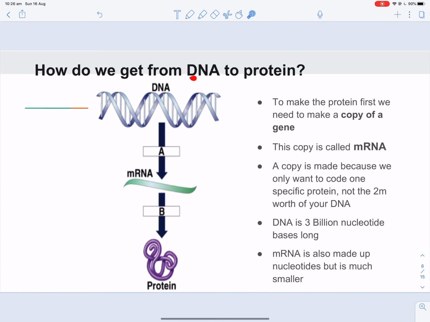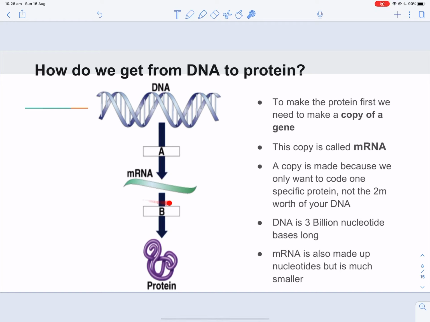So how do we get from a piece of DNA into a protein? So to make a specific protein, we need to make a copy of the gene first. So we can't just take this whole piece of DNA and make a protein from it, otherwise it'll be massively long, it'll be huge. So we need to make a specific copy of the exact protein we want, and that copy that we make of the DNA is called mRNA.